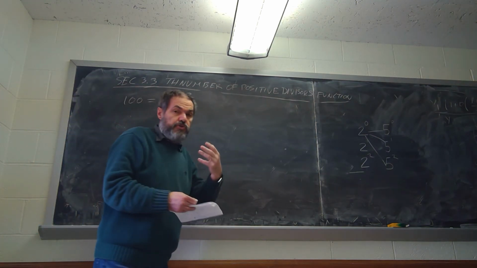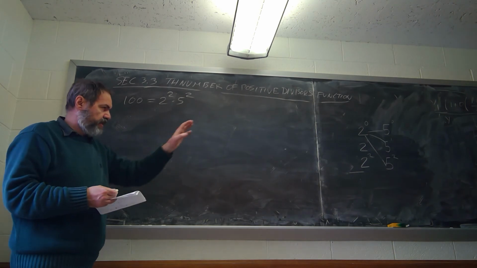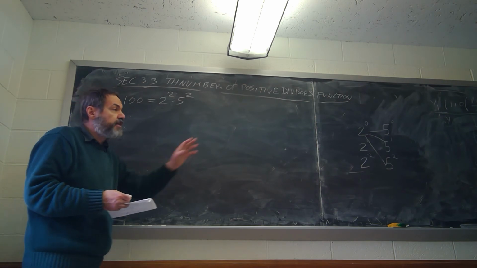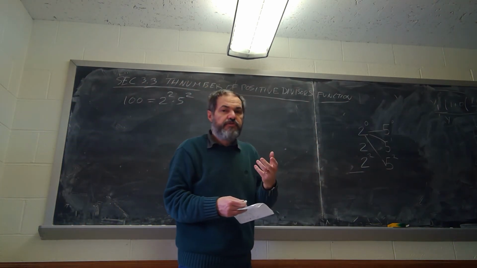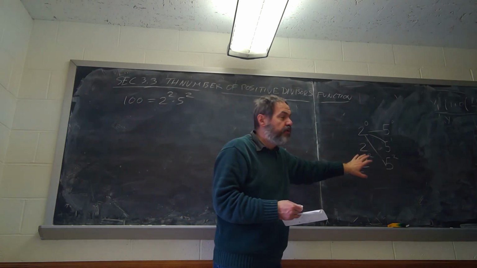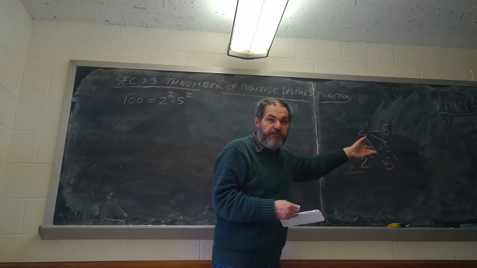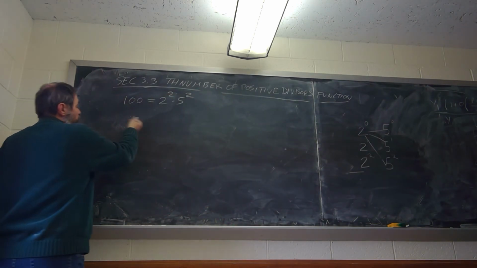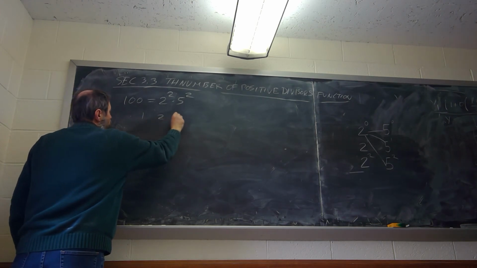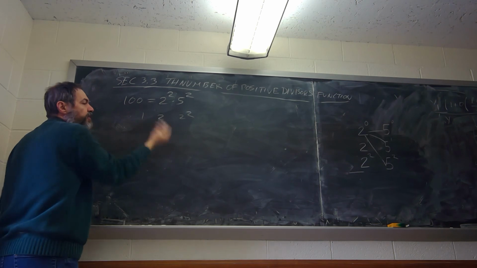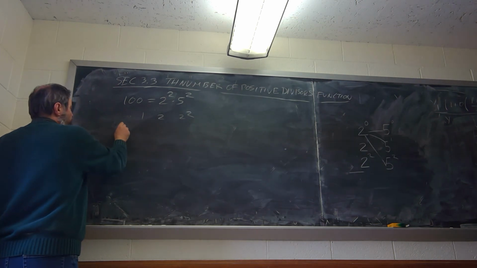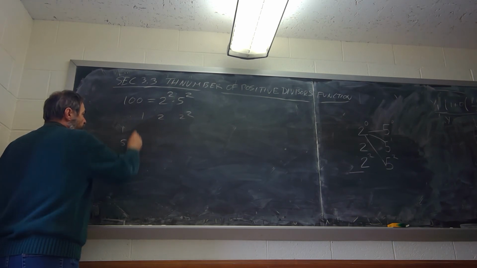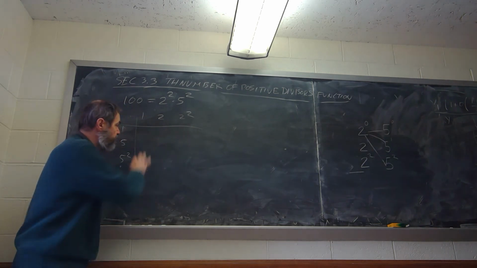Now that I have this in mind, I know that the total number of divisors is 9. That's the product of the number of choices. So I have 3 choices for the power of 2, 3 choices for the power of 5. Or in other words, 3 choices for the power of 2: 1, 2, and 2 squared, 1 being 2 to the 0 and 2 being 2 to the 1. 3 choices for the powers of 5: 1, 5, 5 squared. And I can quickly make a table that has 9 elements that are all the divisors.